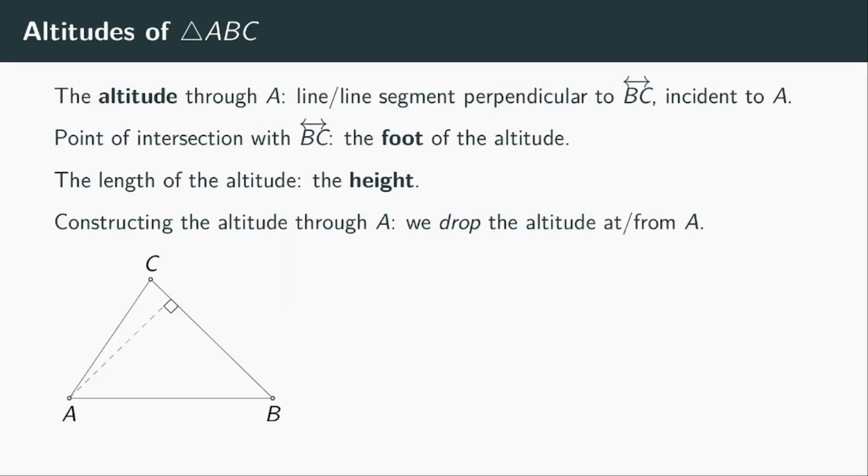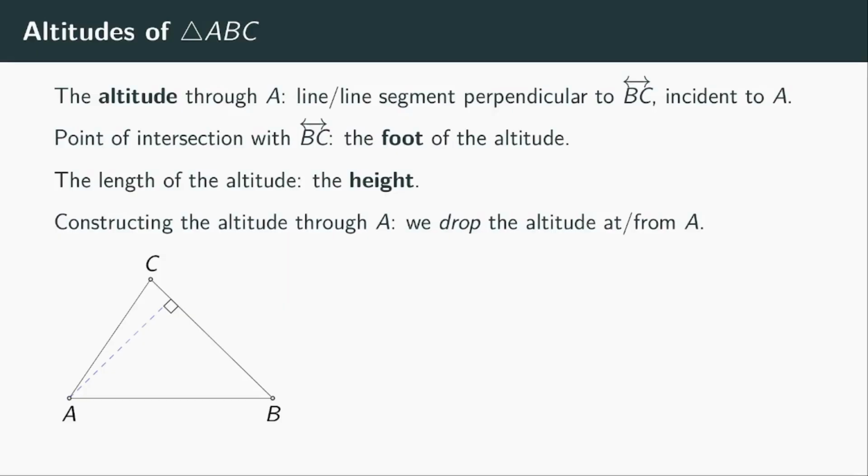Okay, the point of intersection between this altitude and the side, or I should say the line BC, is called the foot of the altitude. And the length of the altitude is called the height. You may remember this from, for instance, the area formula for a triangle, which is 1/2 base times height. But the height here is referring to the length of one of the altitudes.